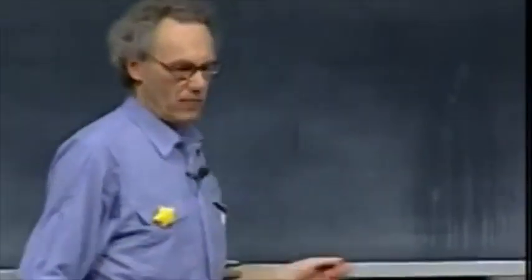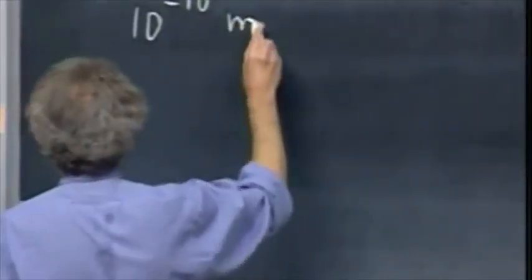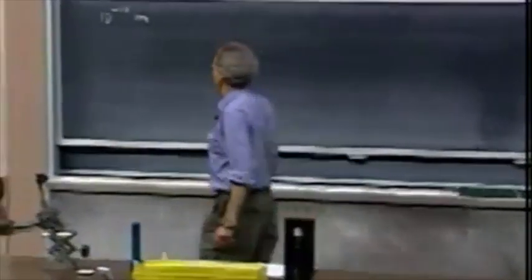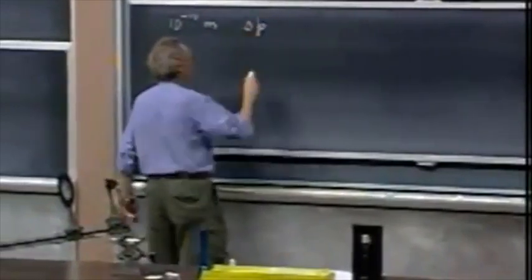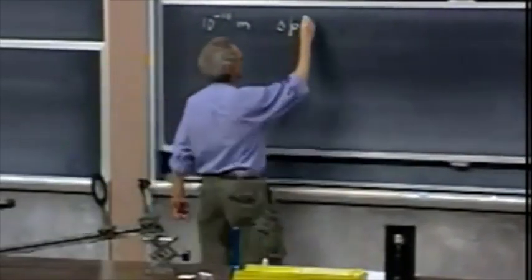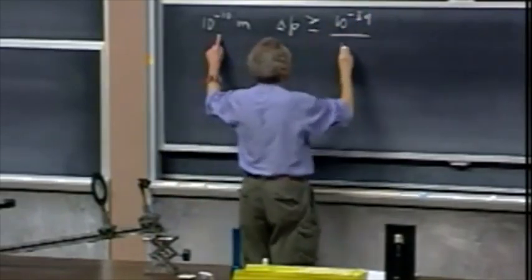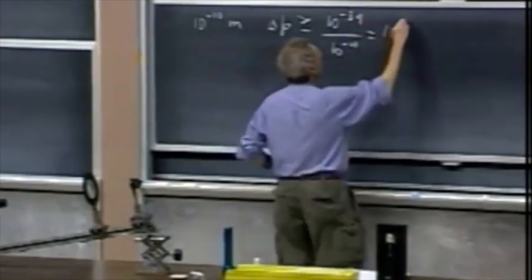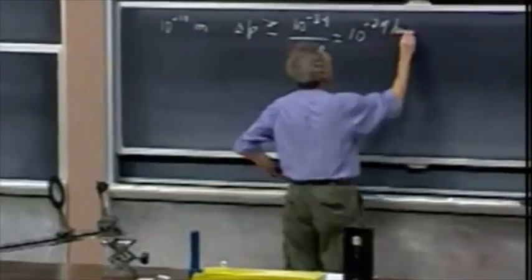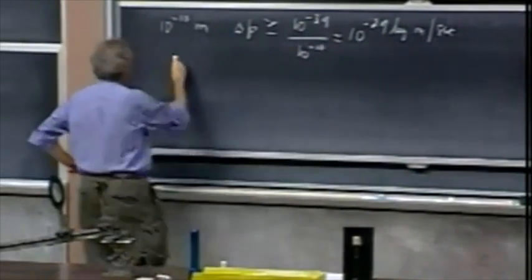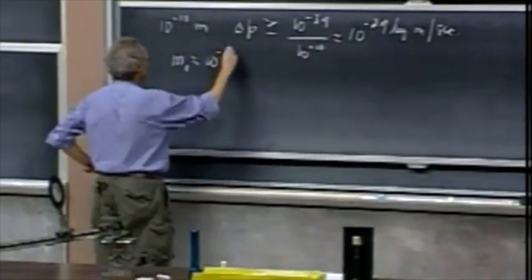Take a hydrogen atom. The diameter of a hydrogen atom is about 10 to the minus 10 meters. So the electron is confined to a delta x of about 10 to the minus 10 meters. That means the momentum of that electron becomes undetermined, according to Heisenberg's uncertainty principle, to about 10 to the minus 34 divided by 10 to the minus 10, which is about 10 to the minus 24 kilogram meters per second. What is the mass of an electron? That's about 10 to the minus 30 kilograms.